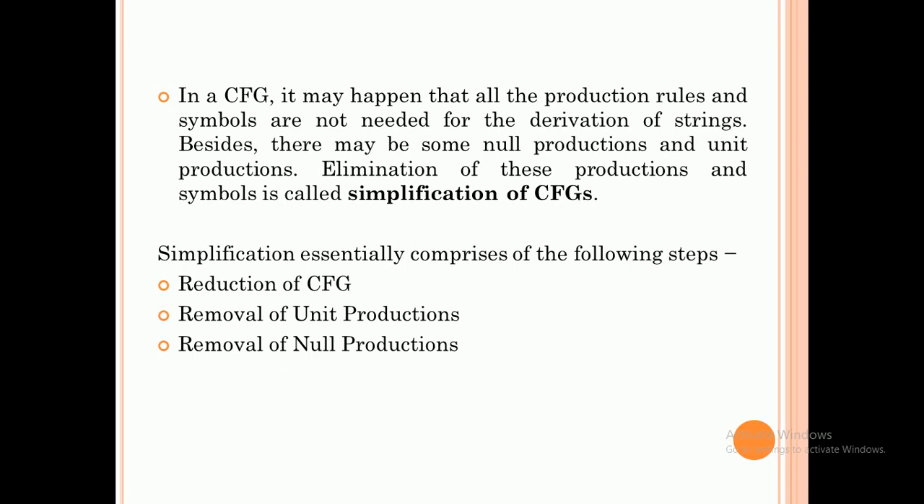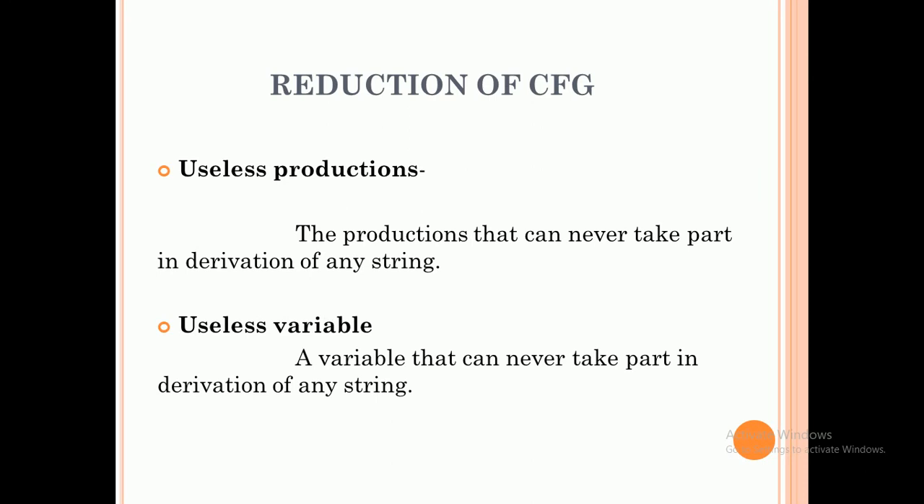We have three basic methods for doing simplification. The first method is called reduction of context-free grammar. The second method is called removal of unit production. The third method is called removal of null production. So let's begin with the first method, that is reduction of context-free grammar.